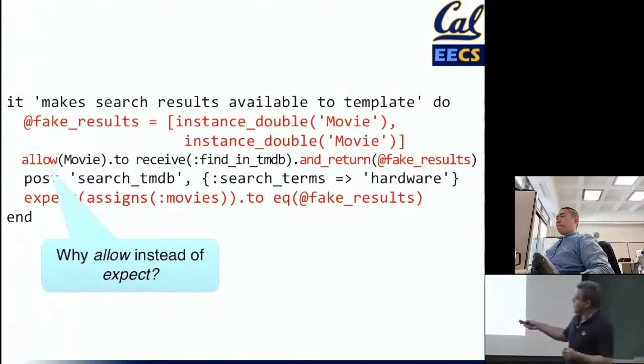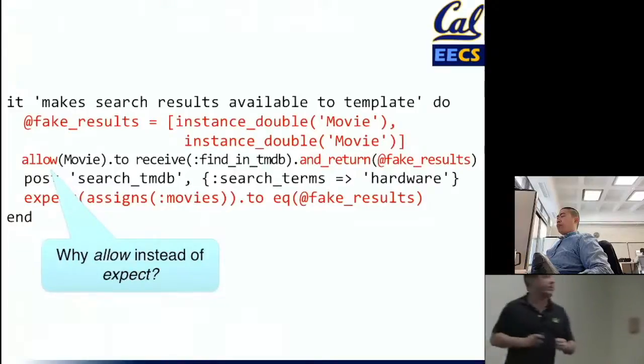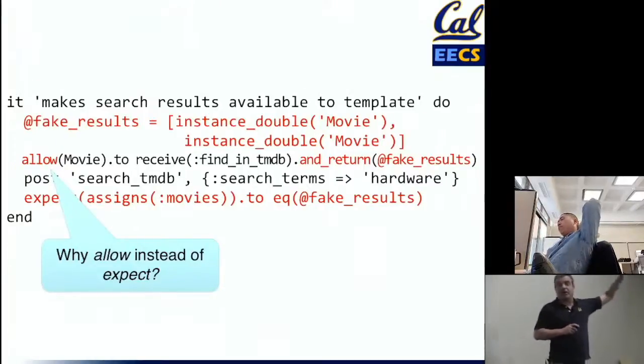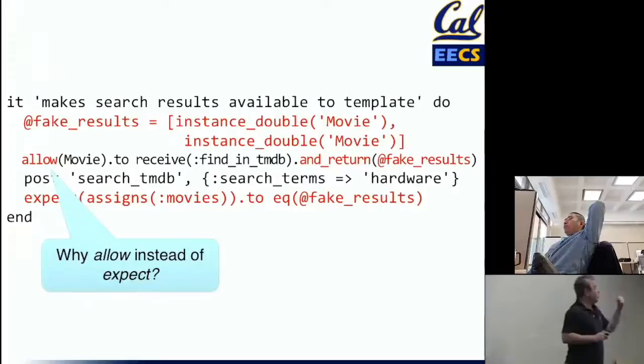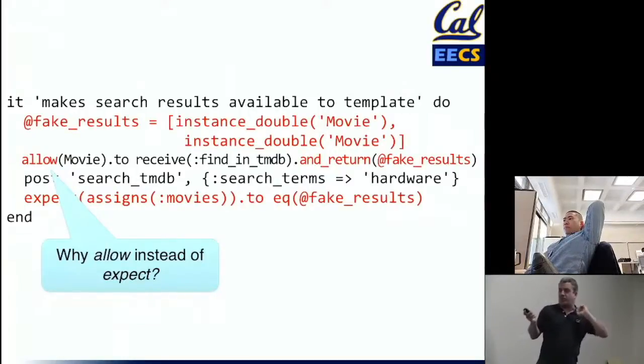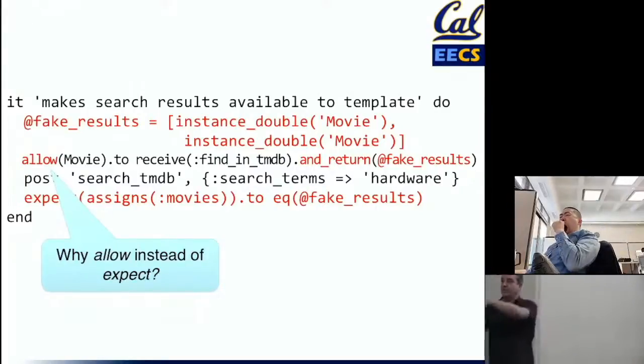How come here, instead of saying expect movie to receive, I'm saying allow movie to receive? A subtle distinction, but an important one. Anybody want to take a look, take a guess, take a crack? What's the difference, just in terms of what the word is saying? And I know you've not seen the syntax and stuff, but in terms of expect versus allow, what's kind of the difference between those two statements? Expect movie to receive a call, allow movie to receive a call.